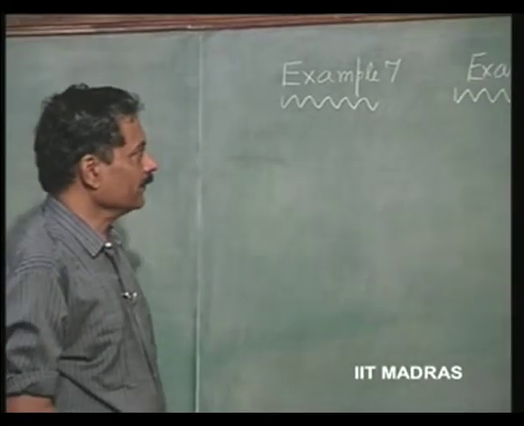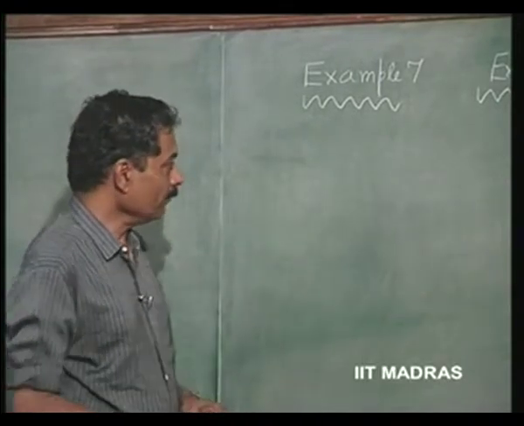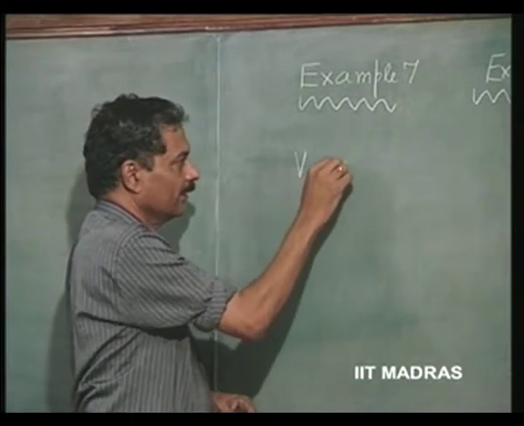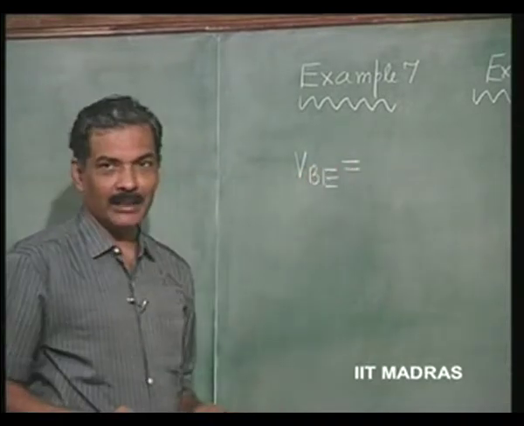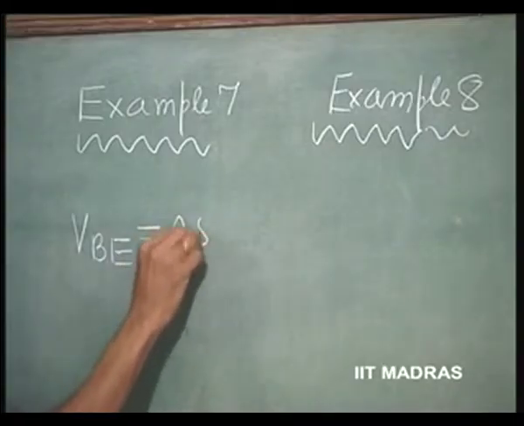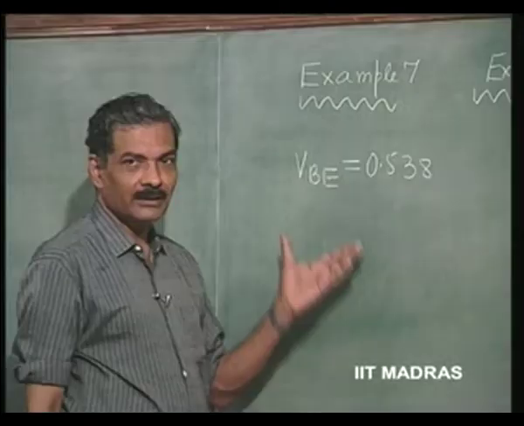In the last class, we solved example 7 and example 8. In example 7, VBE comes out as 0.538 and not 0.63, as indicated earlier. So, please make this correction, and accordingly the other values will be adjusted.